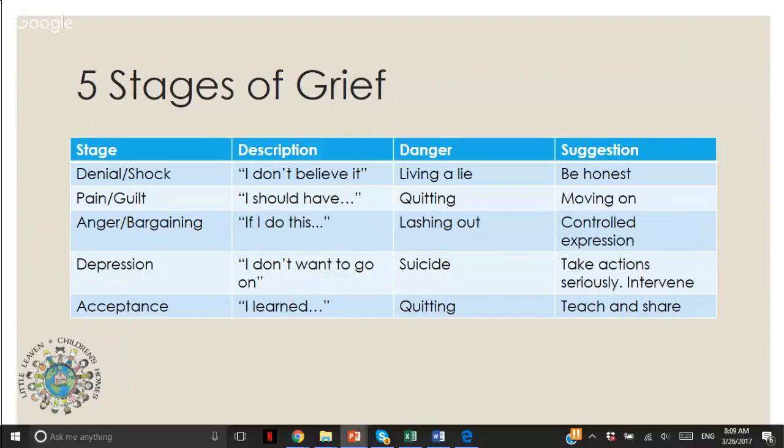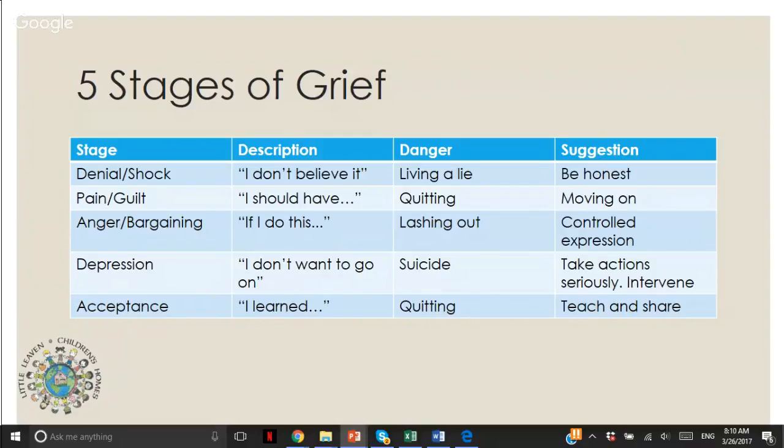Instead, you need to tell them, hey, look, you're angry, run. Go exercise. You're angry, so why don't you play some music, or let's go to a party and dance. A controlled positive expression. Or let's write a poem.